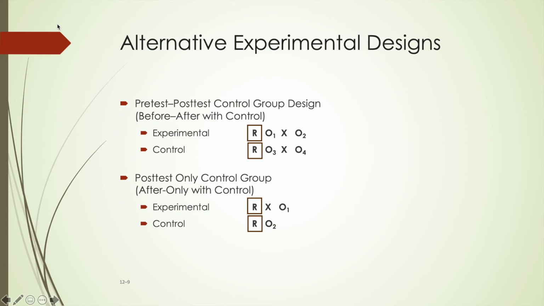So up at the top, you're comparing groups. Down at the bottom, you are withholding treatment. You're still comparing, but you're withholding the experimental treatment in the control group and seeing how well each group performs.